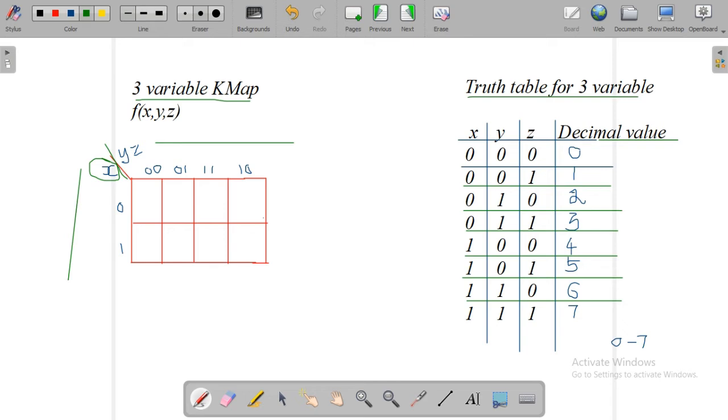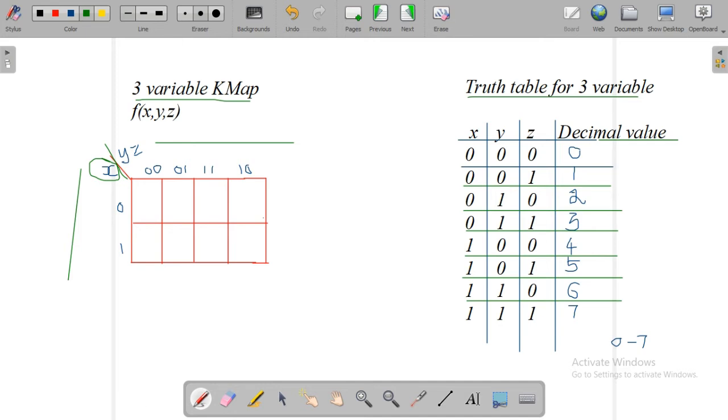These are the binary numbers. So the corresponding decimal values: all three zeros means the decimal value is 0. 0 0 1 is 1. 0 1 0 means 2. 0 1 1 is 3. 1 0 0 is 4. 1 0 1 is 5. 1 1 0 is 6. 1 1 1 is 7.